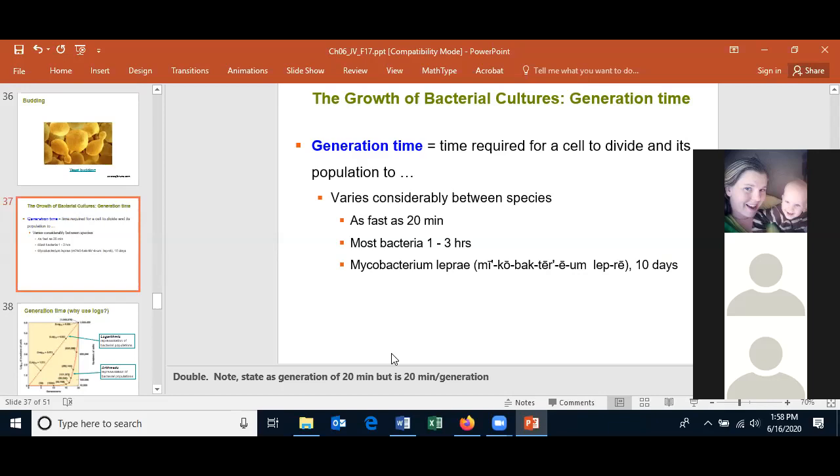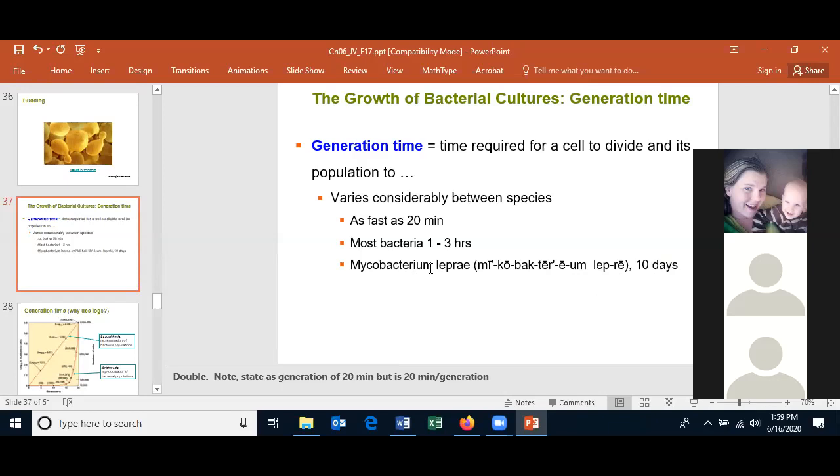Mycobacterium leprae, the bacteria that causes leprosy, can take up to 10 days for one cell to divide into two cells. And it's the slowest growing one that we know of, or at least knew of 5 or 10 years ago. This bacteria takes a long time to divide, and that's because all of the mycobacteria take a long time to divide because they put mycolic acid in their cell wall, and it takes the cell a long time to make that mycolic acid.